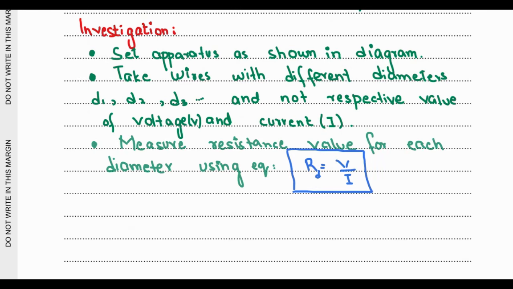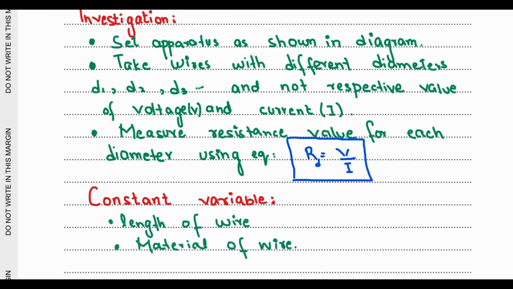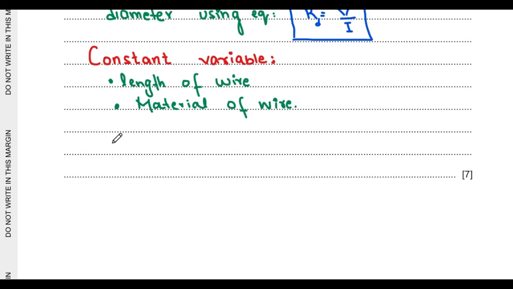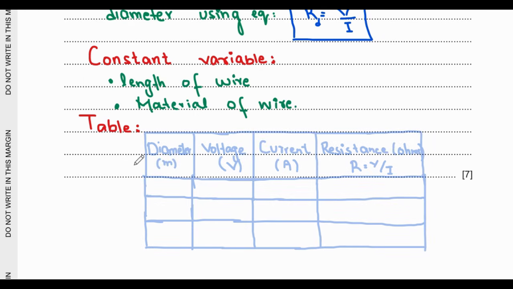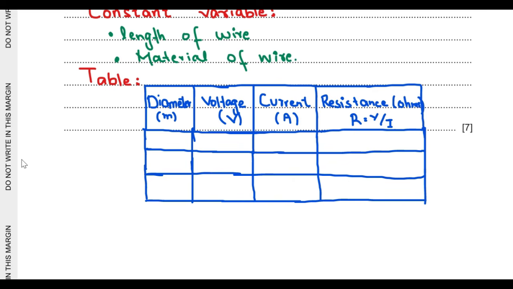After this step, we will measure the resistance value for each diameter using the equation R equals voltage divided by current. Now the question is asking for constant variables. So in this experiment, we are going to keep the length of the wire and the material of the wire constant. Now coming to the table, we will draw 4 columns in our table. First is for the diameter that we are going to change. Then we'll measure the voltage and current across each diameter and calculate the resistance by using the equation.